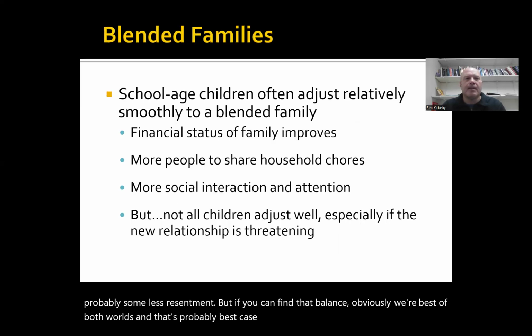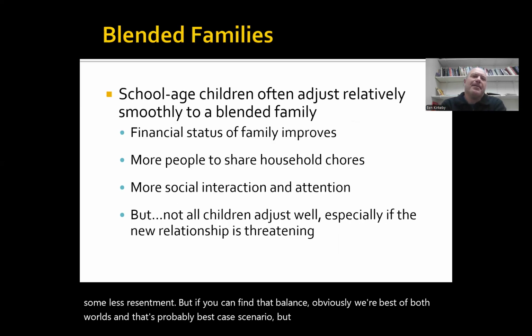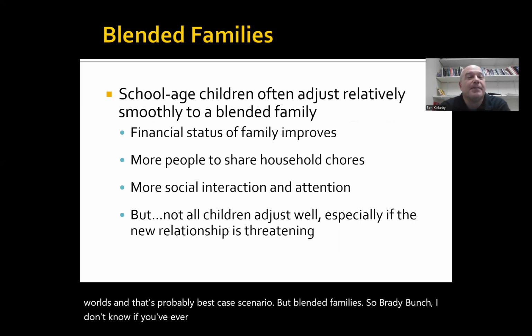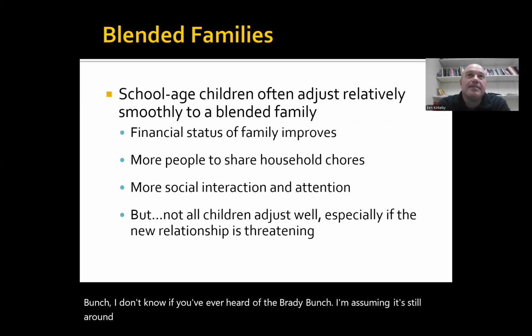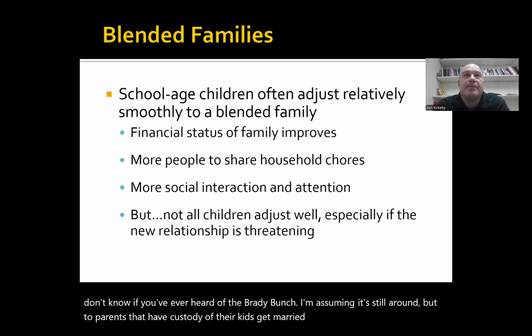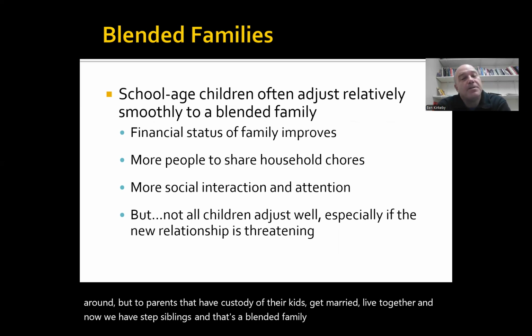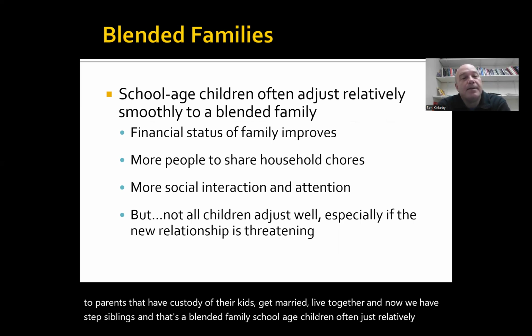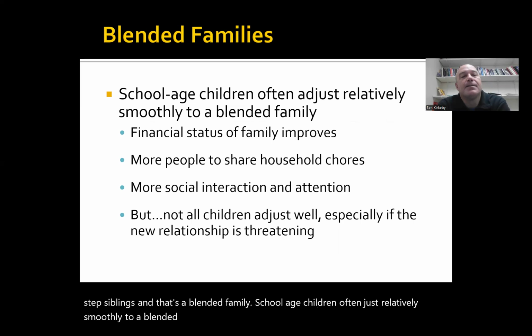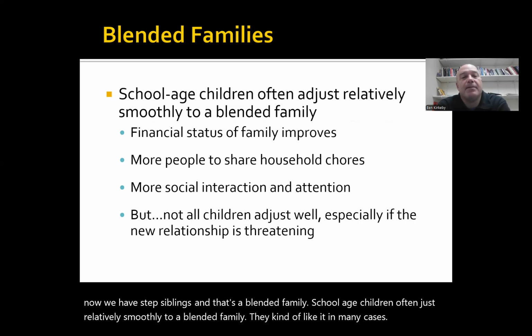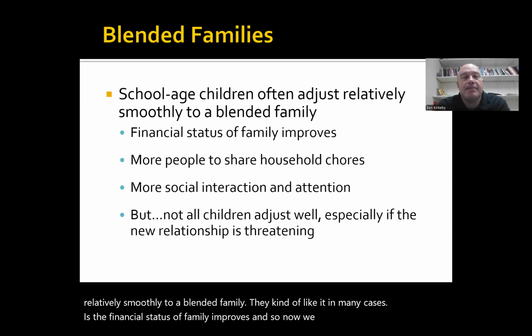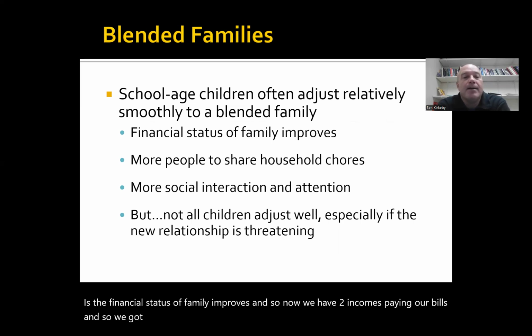But blended families, it's a Brady Bunch. I don't know if you've ever heard of the Brady Bunch. I'm assuming it's still around. But two parents that have custody of their kids get married, live together, and now we have step siblings, and that's a blended family. School-age children often adjust relatively smoothly to a blended family. They kind of like it in many cases. The financial status of the family improves, so now we have two incomes paying our bills and more money to throw around. And kids like that because now they can get the stuff they need or want.